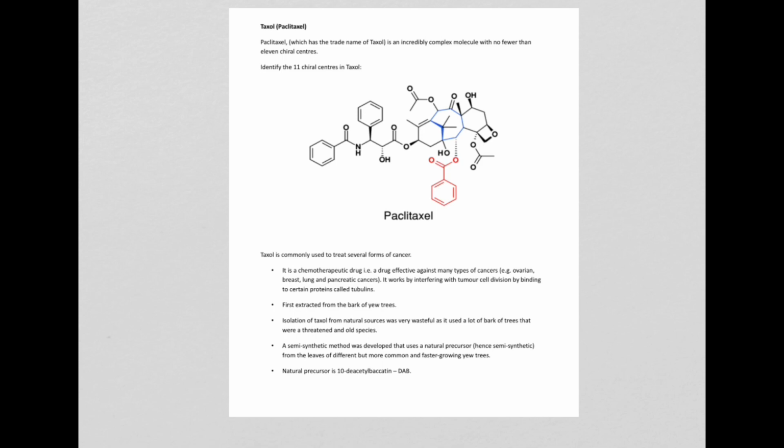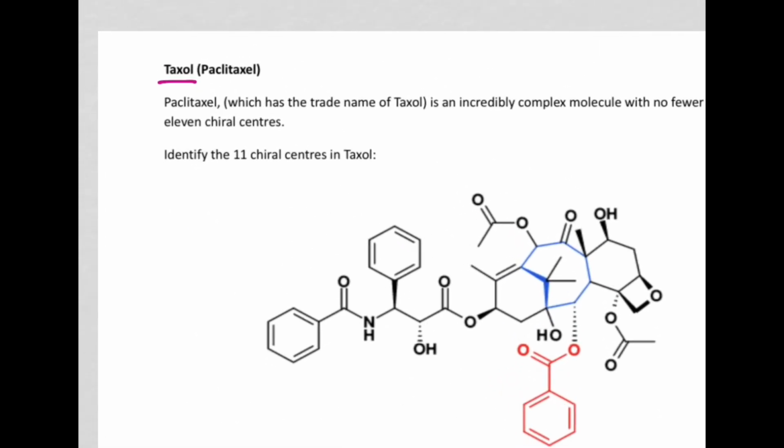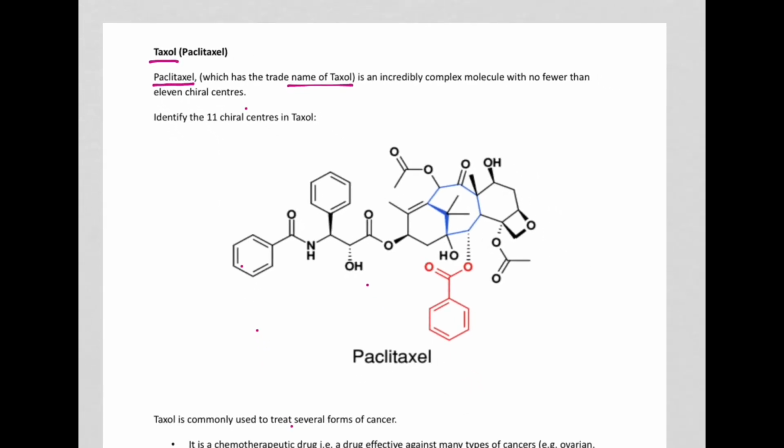Now we're going to look at the case study of Taxol. Taxol is the trade name, and the drug is known as paclitaxel. It's a really complex molecule and it has 11 chiral centers. Pause the video, try to look for these chiral centers, and then you can play it again to see if you've got those 11 chiral centers.